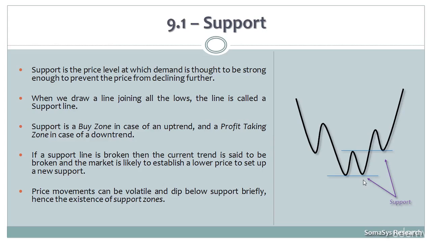Counter-trend buying depends on a lot of other parameters and will be known to you later in the segment, especially after we understand and uncover the potential of a divergence. Now, if a support line is broken, then the current trend is said to be broken and the market is likely to establish a lower price to set up a new support. Now, these price movements can be volatile and dip below support briefly, hence the existence of support zones.